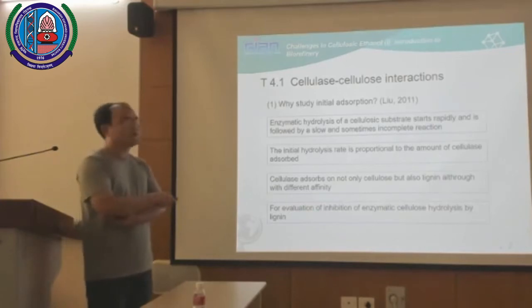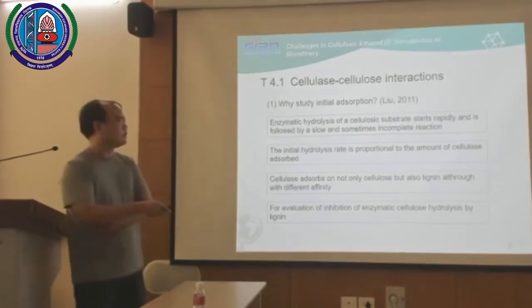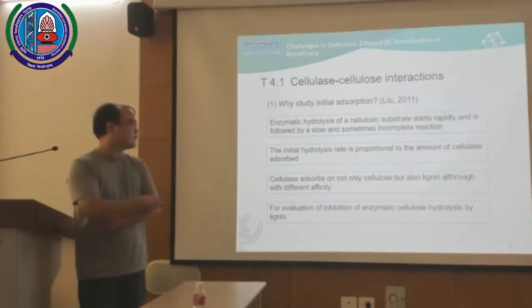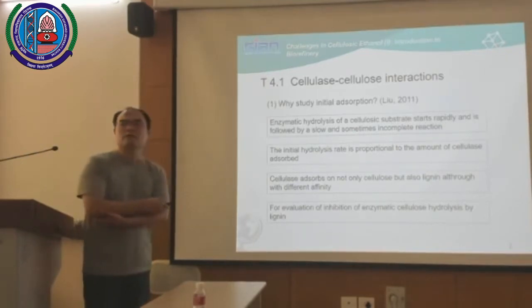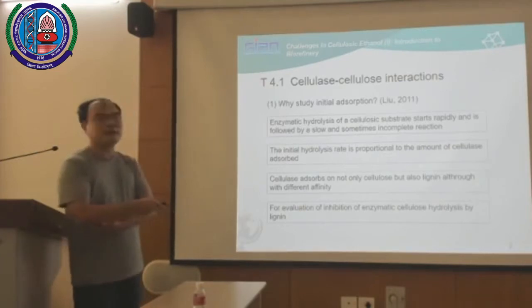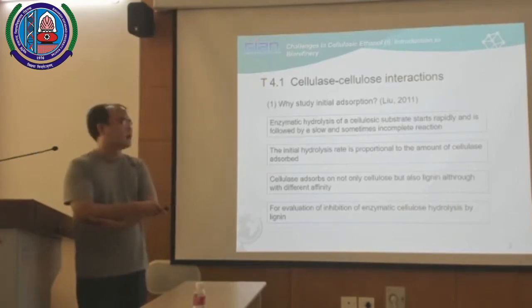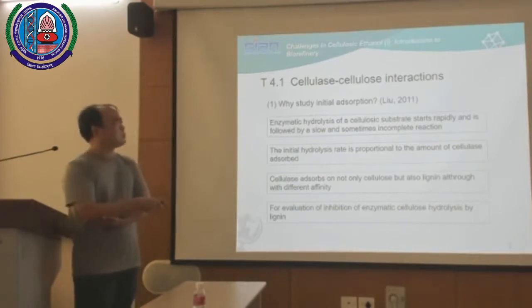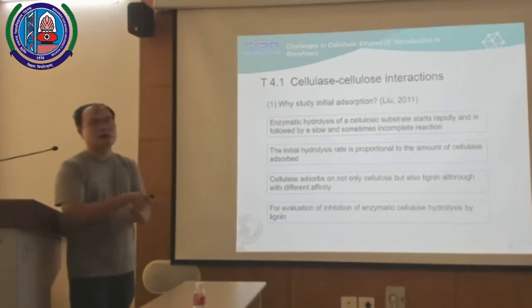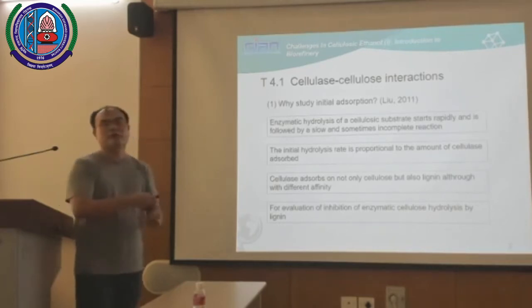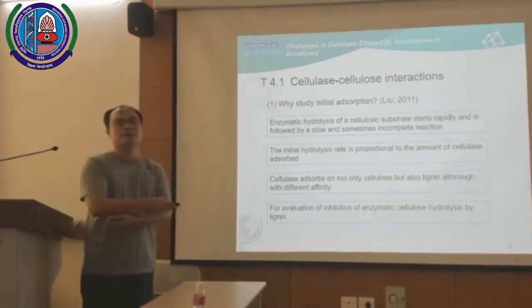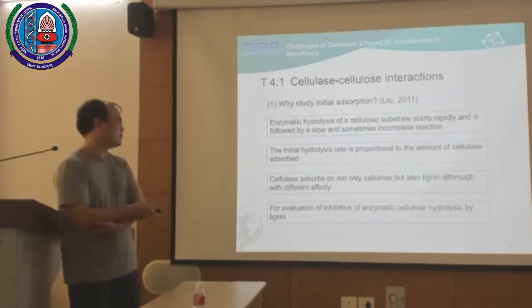To study the adsorption of cellulase, we have another reason. This reason is that sometimes cellulase not only adsorbs on the cellulose substrate, but also adsorbs on lignin. Lignin is also a solid state particle. It can bind with cellulase non-specifically. So if we study the adsorption capacity, we can get to know which one has the higher affinity to our enzyme. It is important for us to characterize the different affinity to the inhibitor and to the substrate.